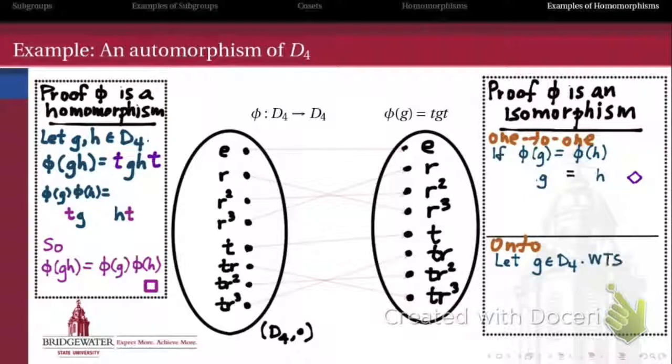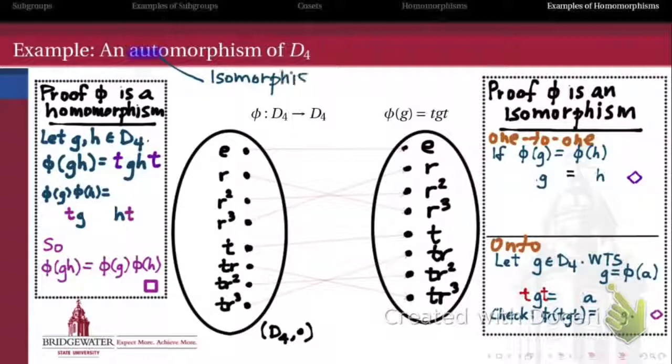Now to prove that it's onto, we need to show that every element in D4 is getting hit by some a. So we want to show every g is equal to phi of some a. Well, that would be the case if g is equal to t times a times t, but then multiplying again on the left by t, and on the right by t, we find out that the element a that hits g is just tgt. So let's check that that actually works. Phi of tgt is t times tgt times t, but since t squared is the identity, we have verified that phi of tgt is equal to g. Therefore, every g is getting hit by an element, namely tgt.